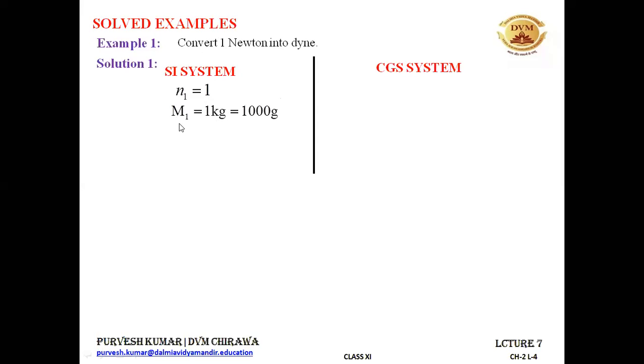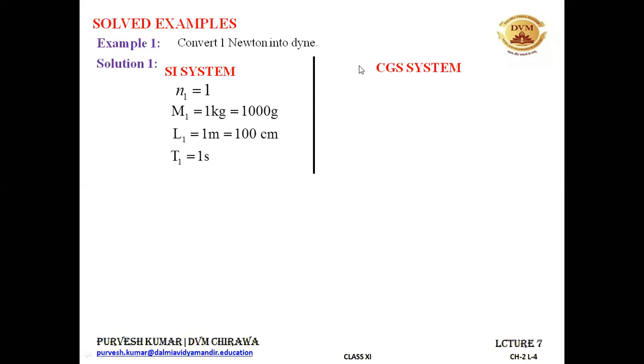Now we need to write the base quantities of the SI system. For the SI system, mass is measured in kg. So I've written M1 equal to 1 kg, and that is equal to 1000 grams. Similarly, L1, that is length, is measured in meters in the SI system. So I've written L1 equal to 1 meter, and that is equal to 100 centimeters. Now again, I need to write the value for time. Time is measured in seconds in the SI system. So it will be 1 second. So no need to convert it.